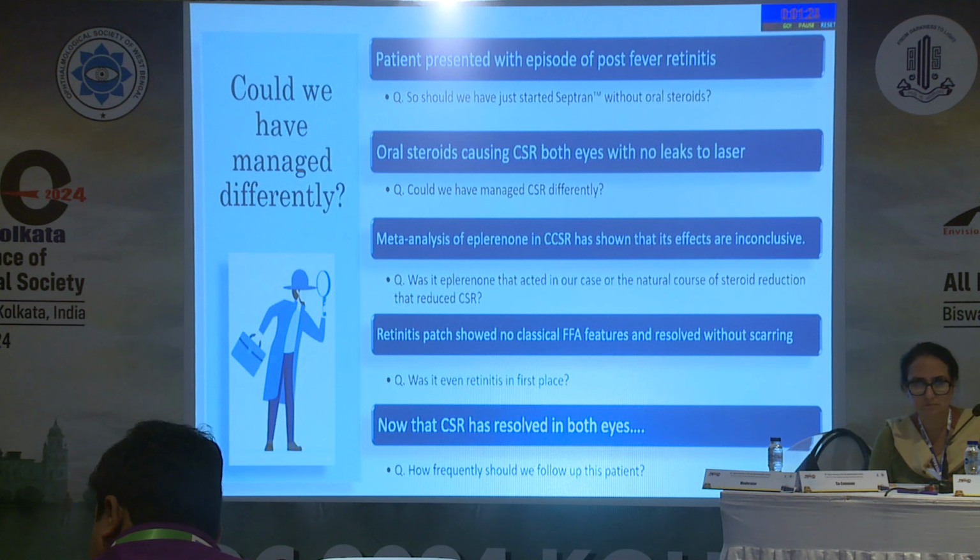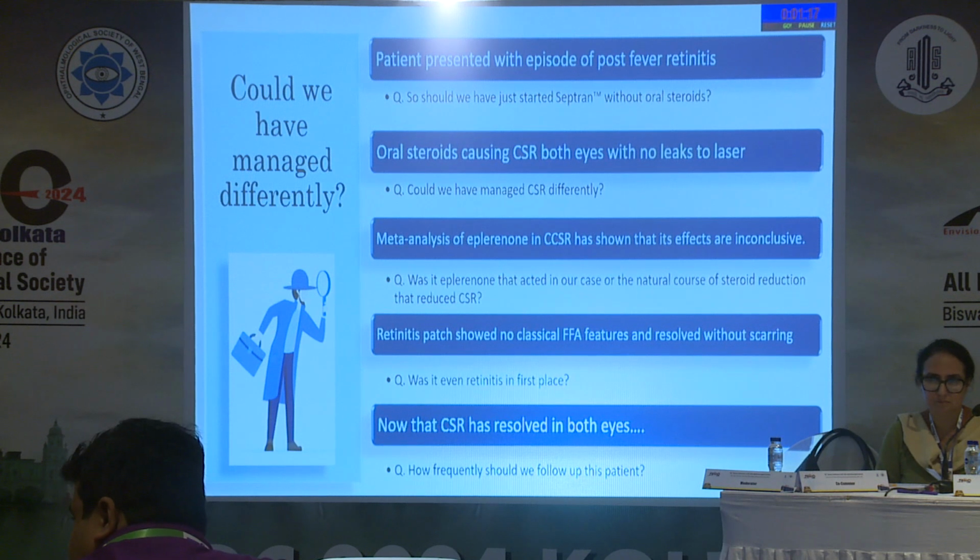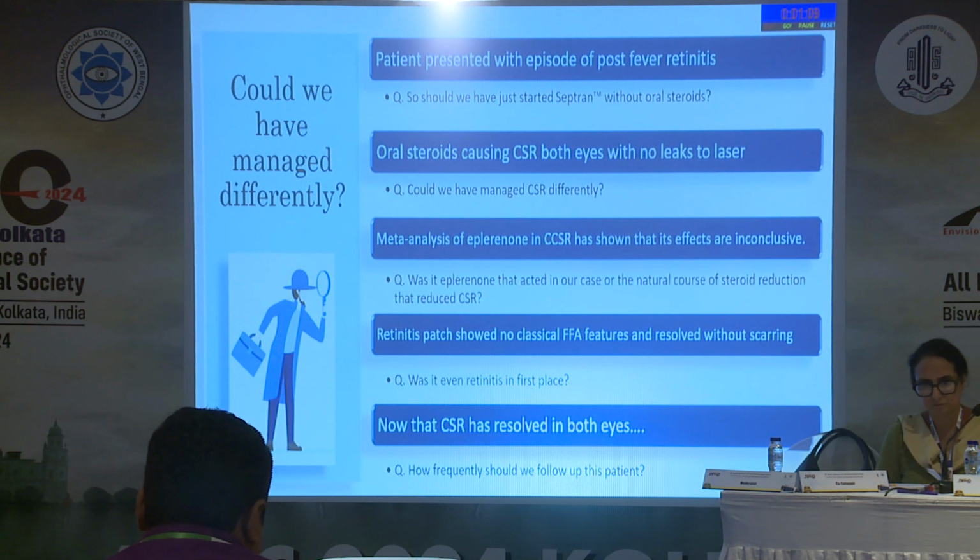So the questions we have are, how could we have managed this differently? Should we have just started Septran DS without the oral steroids? Could we have managed the CSR differently? Because we did again an FFA, but there was no leak, so we couldn't do any focal laser. Was it eplerenone that acted in our case, or was that the natural course of steroid reduction which reduces CSR?